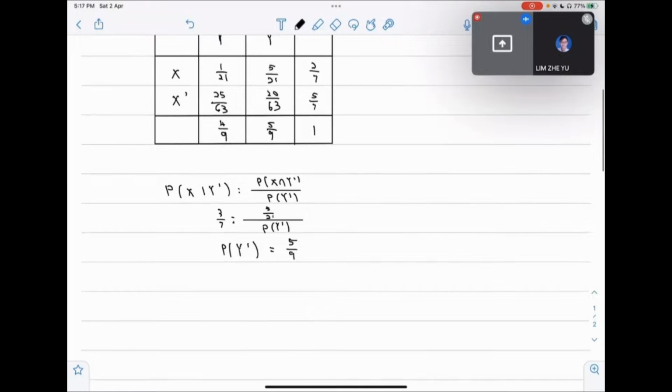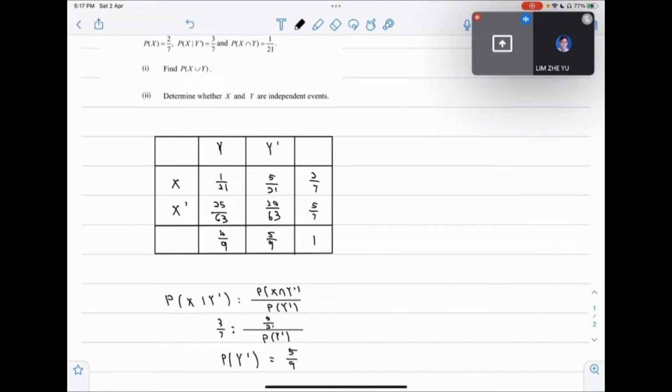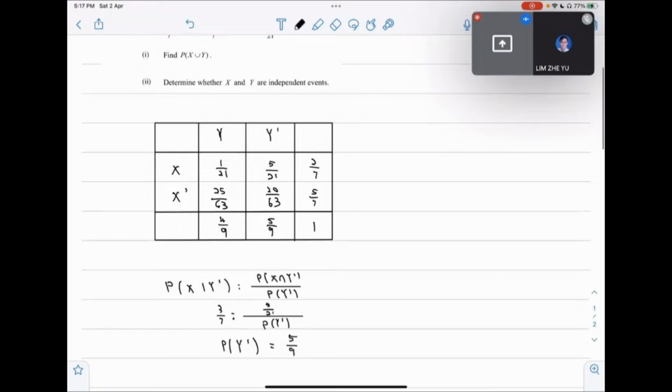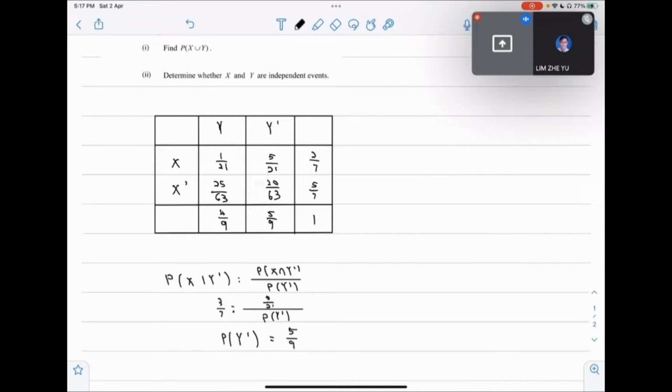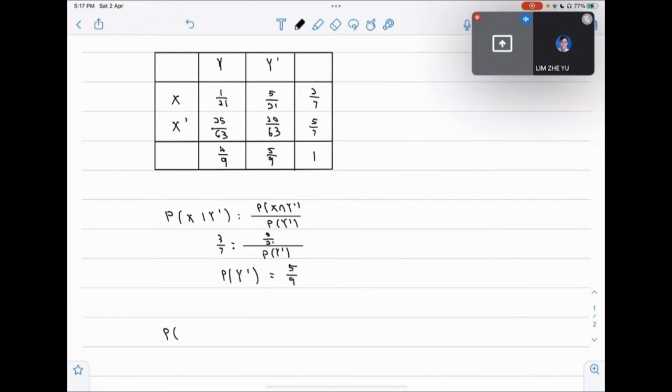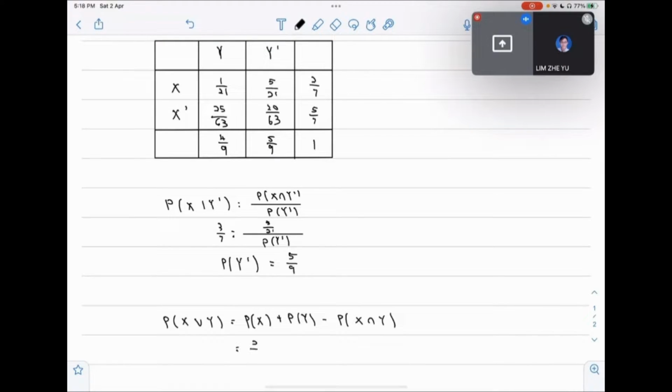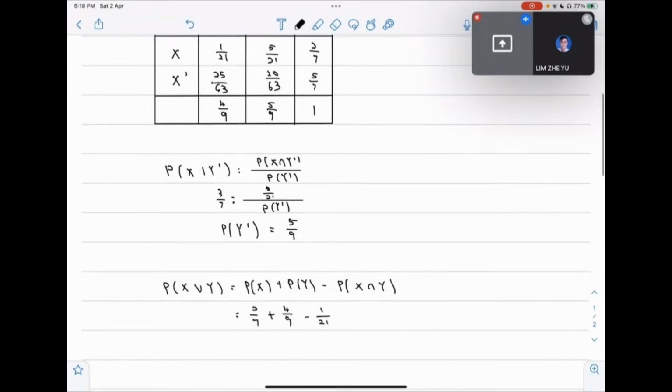And then after we obtain all the data in the table, we can find probability of X union Y. Probability of X union Y is equal to probability of X plus probability of Y minus probability of X intersect Y. Probability of X is 2 over 7 plus 4 over 9 minus 1 over 21, and we'll get the answer equal to 43 over 63.